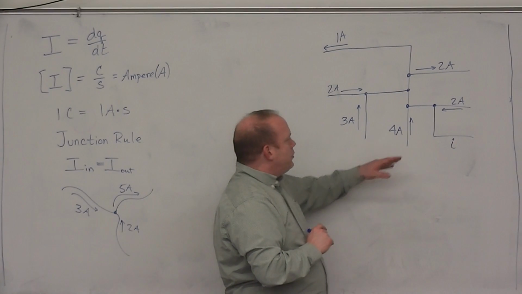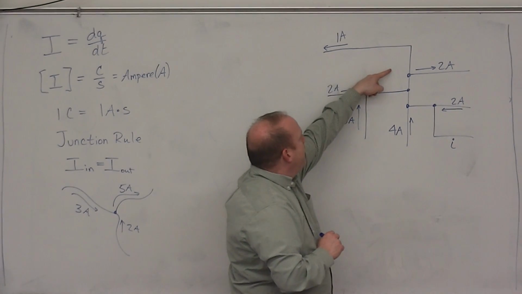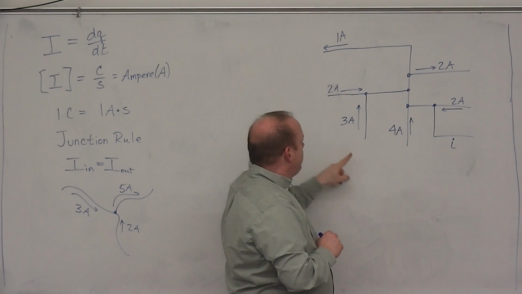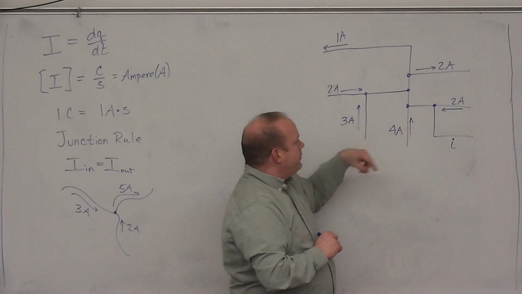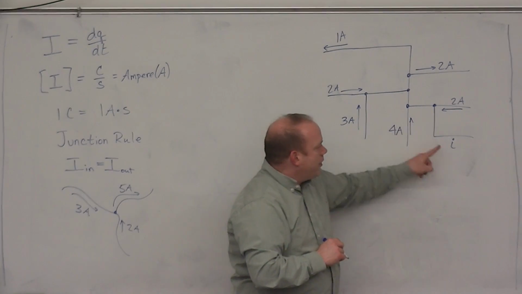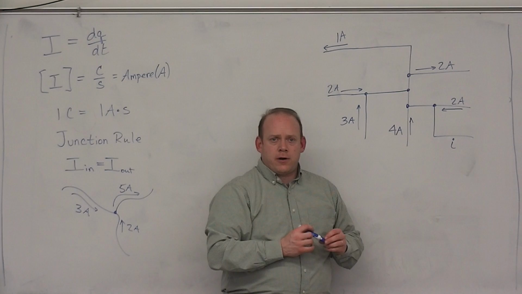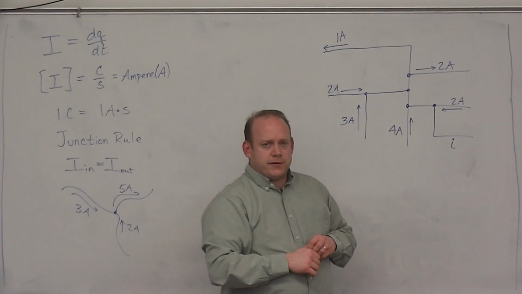I want you to calculate the current I here, okay? I have 1 amp that's flowing out of this wire here, 2 amps coming in from here, 3 amps coming in from in here, 2 amps that flow out there, 4 amps that flow in here, 2 amps that go across like that. I want to know what the current I is right there. I want you to pause it for a second, and I'll answer it as soon as you take pause.